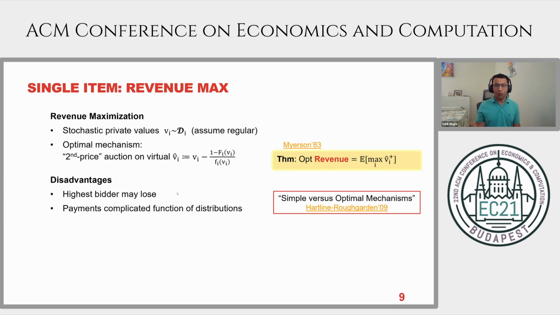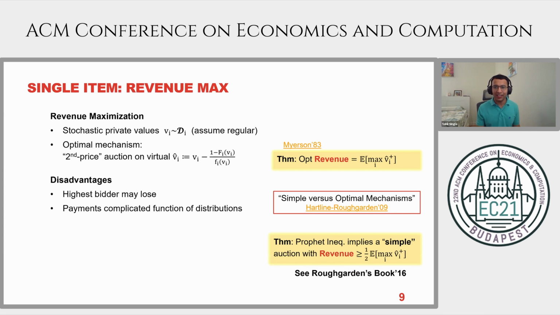So where am I heading? I'm heading to this theorem that you can use prophet inequalities to design much simpler mechanisms for, again, single item revenue maximization. I'll tell you soon what this mechanism is, although I won't go over the proof. It's simpler in the sense that it gets rid of all the disadvantages we discussed, and it gets you a half approximation to the optimal revenue. That's the beautiful thing: you get a much simpler mechanism which is comparable to the optimal mechanism.